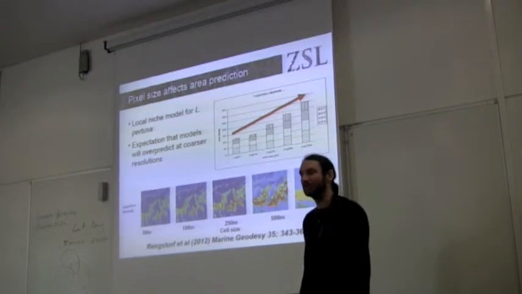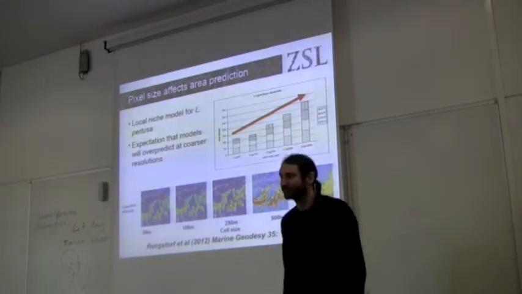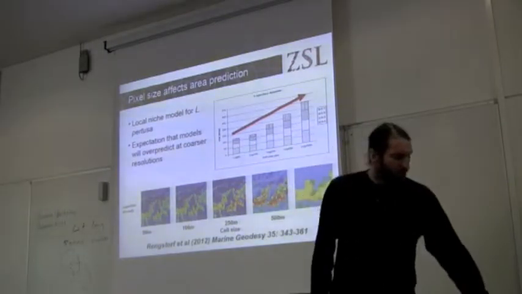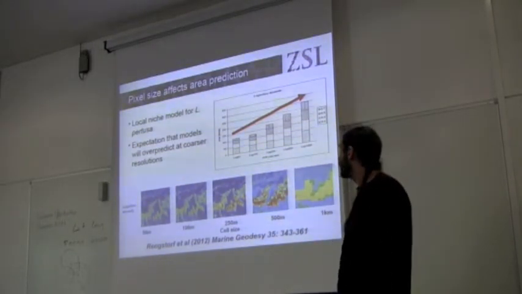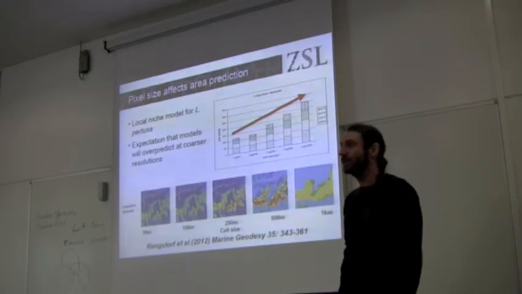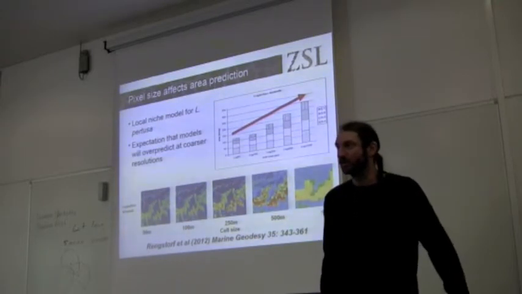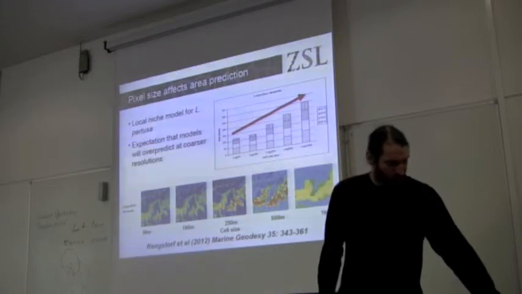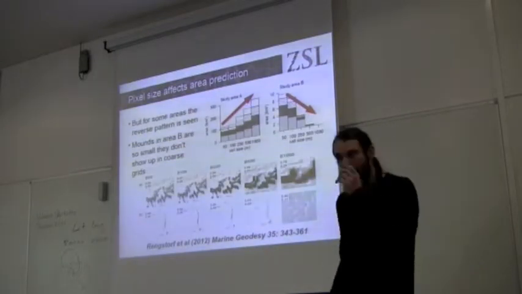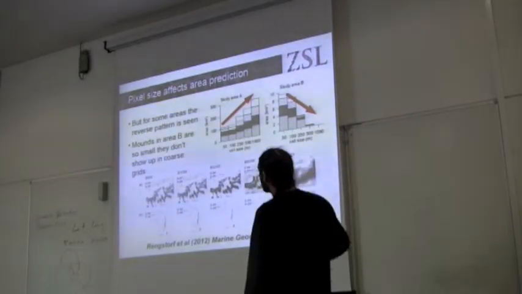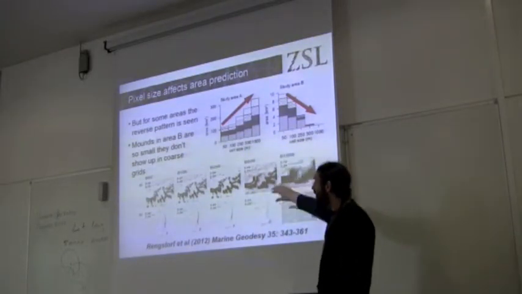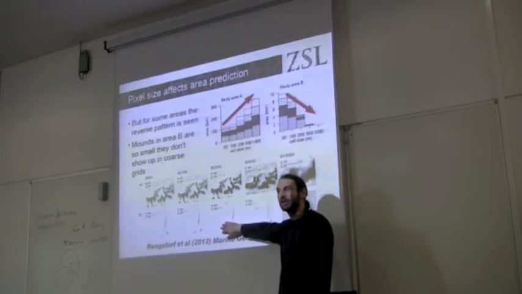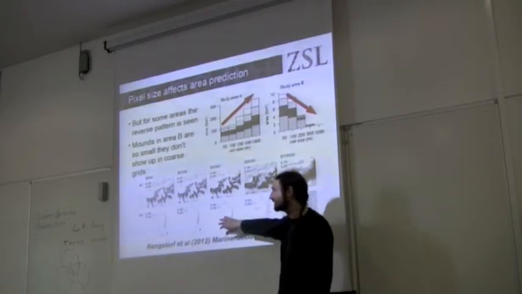Lots of data is good, but you need to understand it. Okay, but unfortunately, the pattern of course of scale leading to overprediction doesn't always hold. So, same paper, another series of coral mounds in the northeast Atlantic.